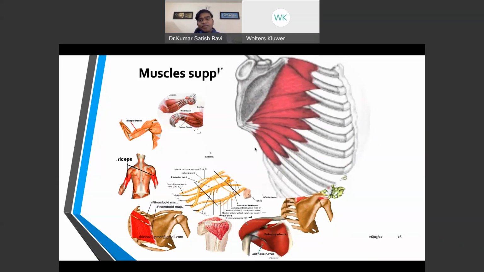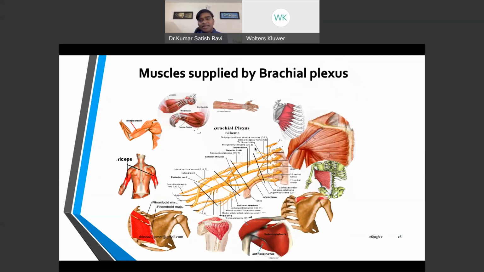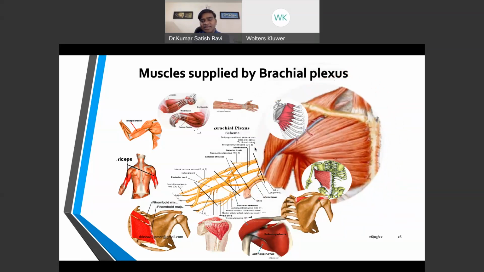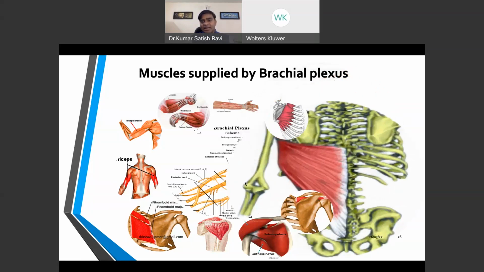Then, if you see over here, this is the pectoralis major, which is supplied by the lateral and the medial pectoral nerves. The root value of the lateral pectoral nerve is C5, C6, and C7, whereas the root value of the medial pectoral nerve is C8 and T1. Then coming to the next muscle, this is the latissimus dorsi. It is supplied by the nerve to latissimus dorsi, or the thoracodorsal nerve, which is a branch from the posterior cord of the brachial plexus, and the root value is C6, C7, C8.